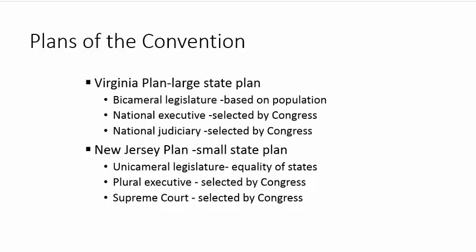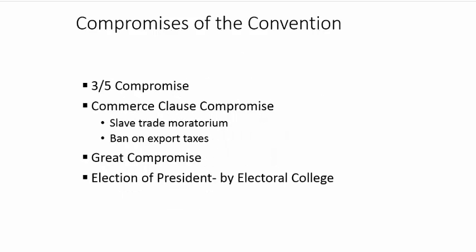The primary difference between it and the Small State Plan was twofold. The Small State Plan called for a unicameral legislature where each state would have one representative, and a plural executive with the head of each department, as had been the case with the Articles of Confederation, chosen by Congress. Both were pretty sketchy with regard to what would be done with the national judiciary. Well, the convention had to compromise.